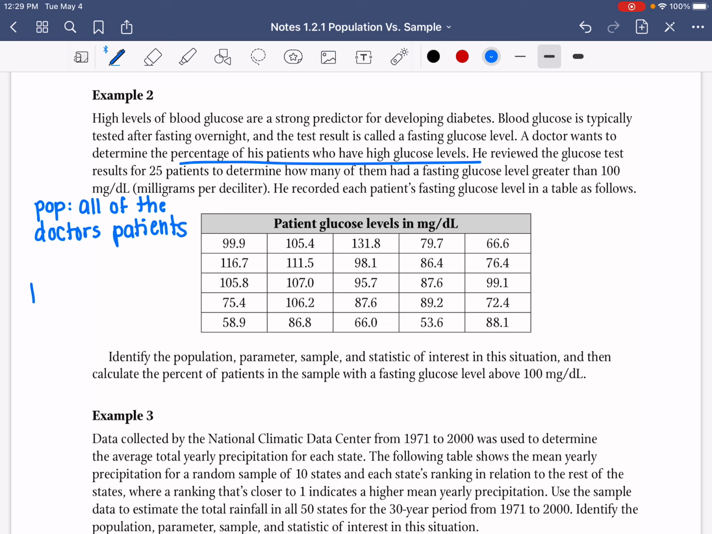So our parameter, all right, pop and para for population parameter. Our parameter is he just wants to know the percentage of his patients who have high glucose levels. So the parameter is just the percent of patients with high glucose levels.